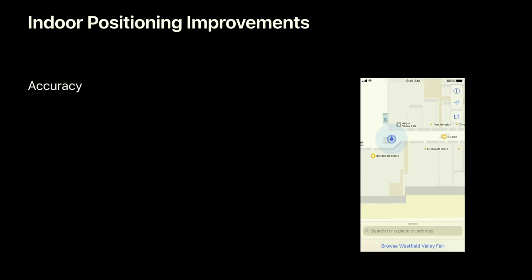First, we've improved the accuracy of our estimates. Our estimates are GPS quality or better. Second, we've improved the responsiveness of our indoor positioning system. When the user first enters a venue, you'll start to receive those indoor estimates much more quickly than you did in iOS 10. We've also improved how quickly we detect floor transitions. You'll get notified of the new floor more quickly than you did in iOS 10.